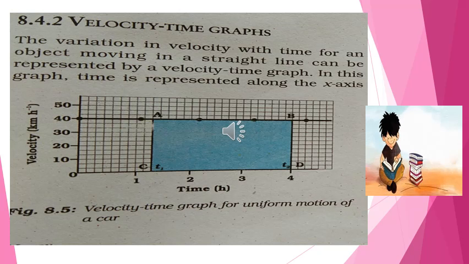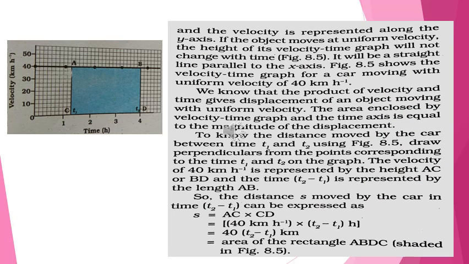Here the figure shows the velocity time graph for uniform motion of a car. The variation in the velocity with the time for an object moving in a straight line can be represented by a velocity time graph. In this graph, along the x-axis time is represented, and the velocity is represented along the y-axis. You can see the graph.